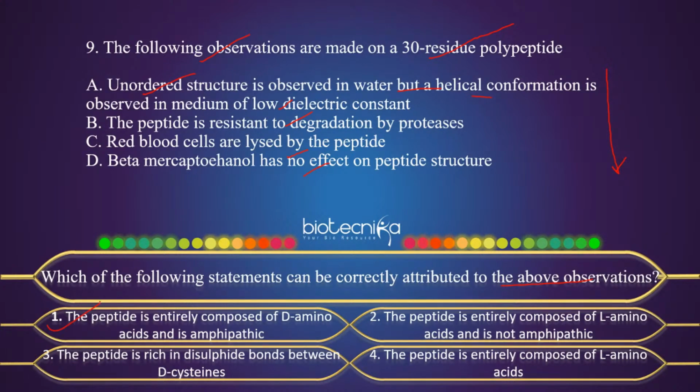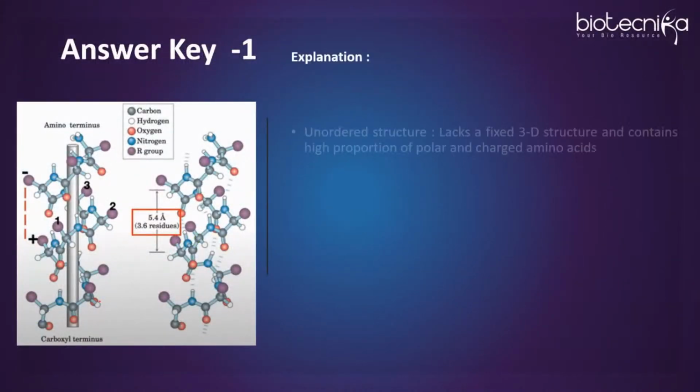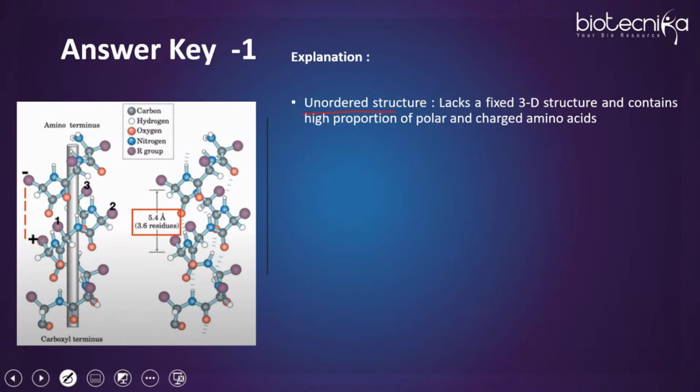Indeed, it is first option. Peptide is entirely composed of D amino acids and is amphipathic. First thing you should know about the unordered structure, they have said it lacks a fixed 3D structure. The like charges attraction or unlike charges repulsion, so it is there because of which it does not have any fixed 3D structure, and it contains high proportion of polar and charged amino acid residues.